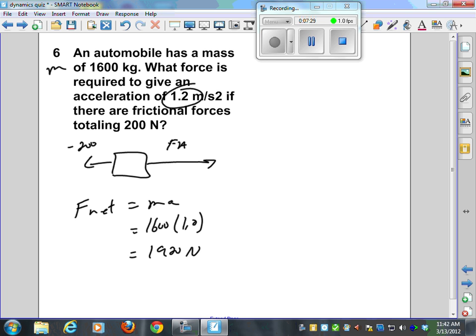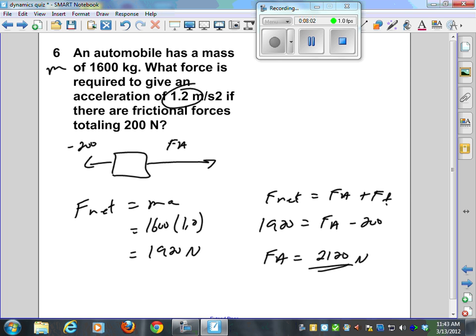But I got friction at 200. Do I subtract 200? No, Devin. We already went through this in an example. Write the formula. F net is the applied force plus the friction force. The net force is 1920. What's the applied force? What we're looking for. What's the friction force? Minus 200. Take it to the other side. Applied force is going to be 2120.